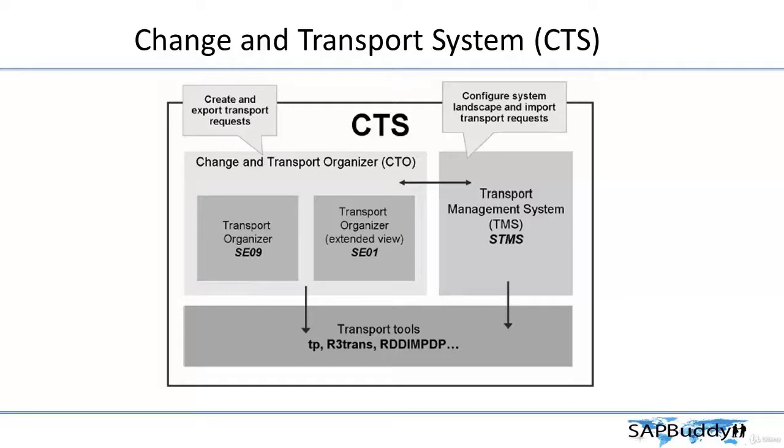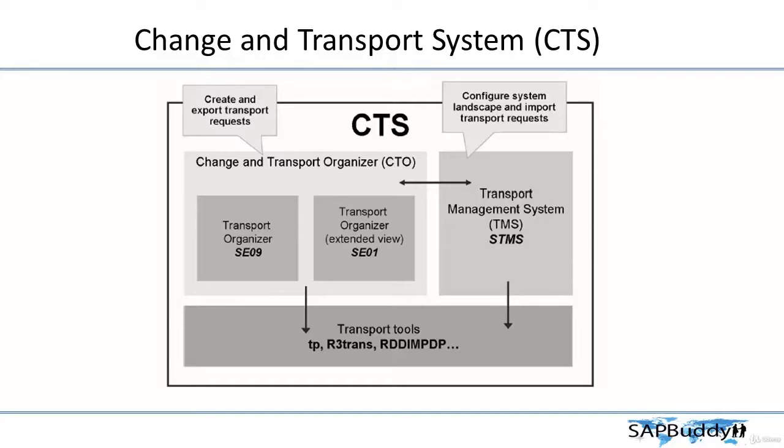SE09 is just the simple one. SE01 is actually an extended view. And we have STMS, that is TMS, the transport management system. We will be calling this the transport management system, TMS, using the transaction code STMS. In STMS you can configure the landscape and how the import request or the TR should be imported, how the transport should be transported to different systems. Using STMS you can also import the transport request to your particular system.